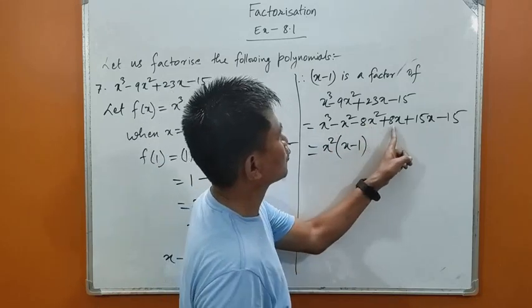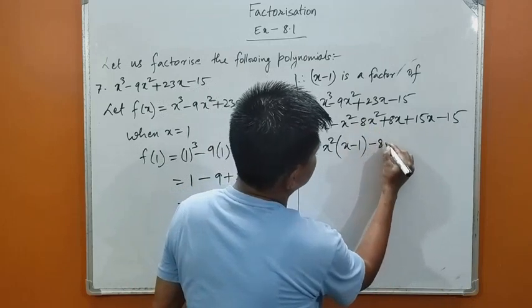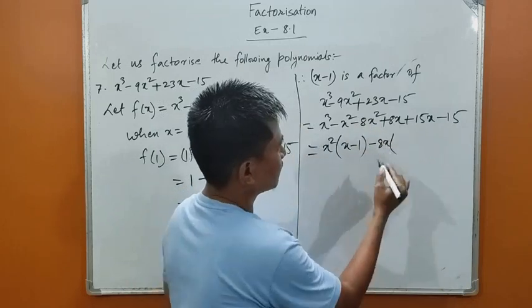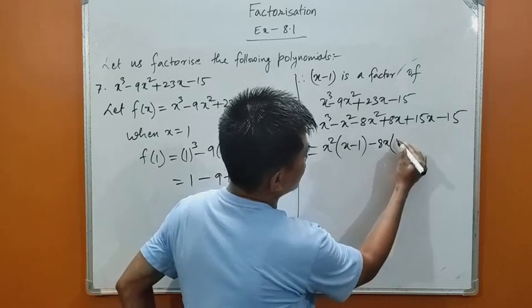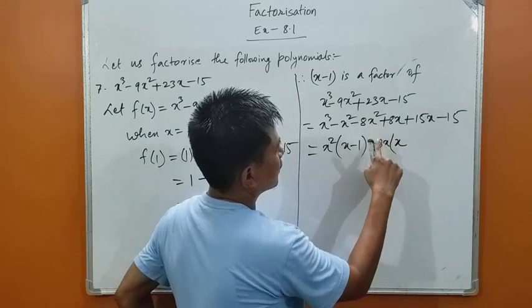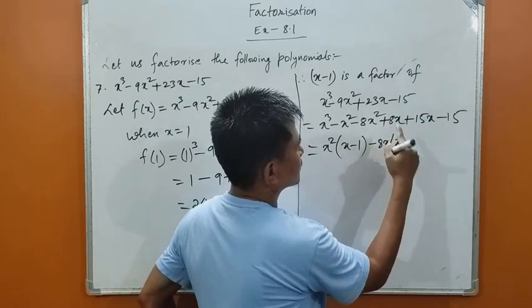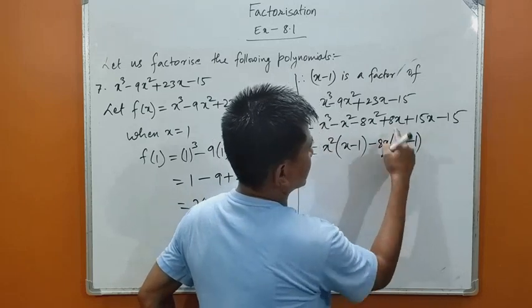So from these two terms, let us take minus 8x common. Okay. Minus 8x. Within the bracket remains 8x into x, 8x square. Minus into minus is plus. Minus into minus is plus. 8x into 1 is 8x.